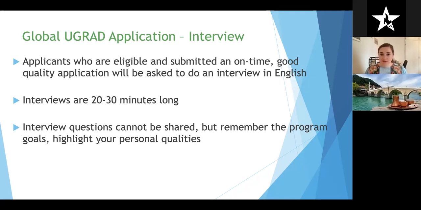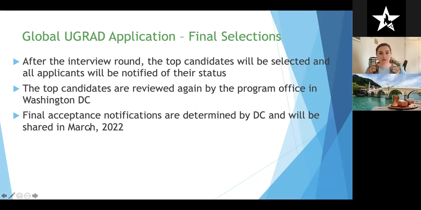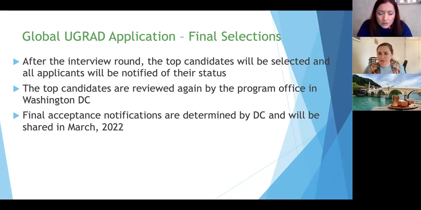And that is the end of the whole application process. The application is due January 6th. The interviews will happen probably in February, and the final selections then will happen in March. After the interview, we notify everybody of their selection status. It's important to know that the top candidates that we select are sent to Washington, DC at our program office for another final review. The program office does make the final decision, and we'll learn about that in late March or April of next year.